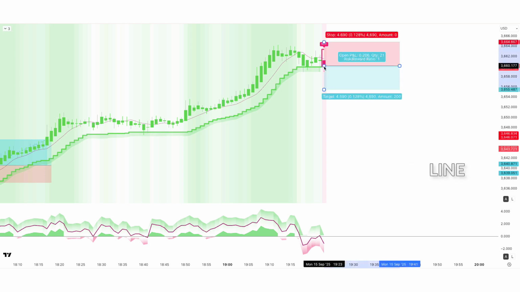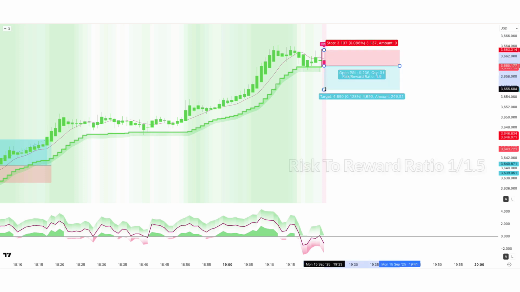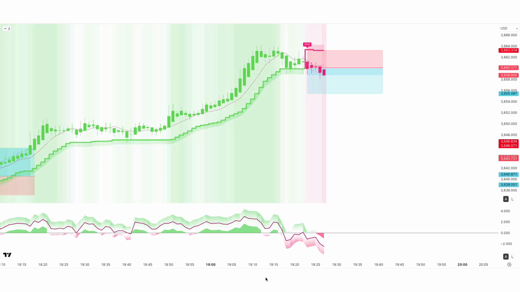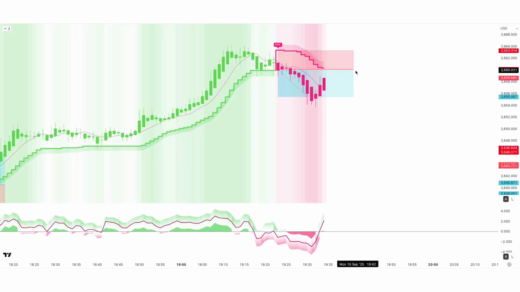Our stop loss is to be placed at the pink line, and the risk to reward ratio will be 1:1.5. We have won the trade. Let's find the next trade.